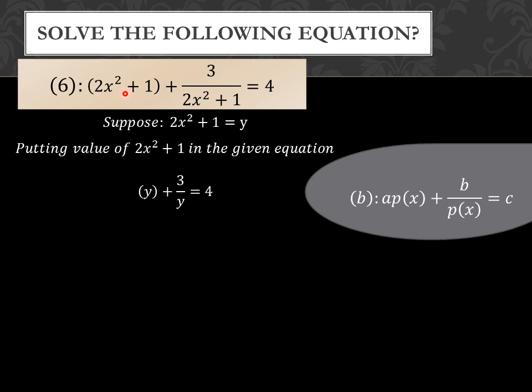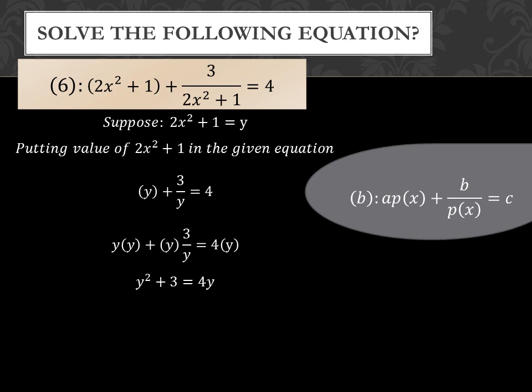So first we have 2x² + 1, I have written y instead of it, then plus 3, and in the denominator I have also placed y, equals 4. What is the next step? The next step is to take the LCM. Our denominator is y, so we will multiply y with all the fractions: the first fraction, the second fraction, and the digit after the equal sign. After multiplication, we will get y². These two y's will get cancelled with each other, so plus 3 equals 4y.